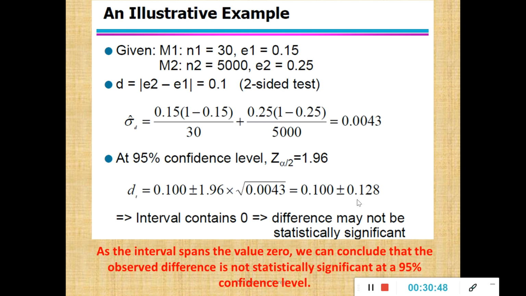So please make a note. If the lower limit and the upper limit of the true difference contain the interval 0, then I can conclude that the observed difference is not statistically significant with respect to the given confidence level of 95%.